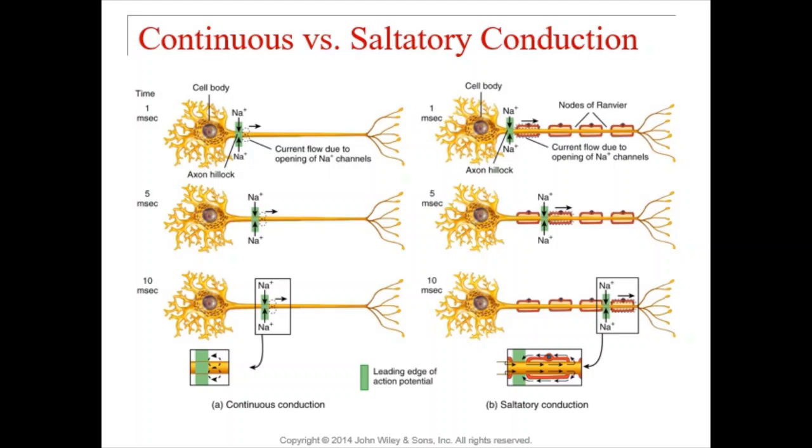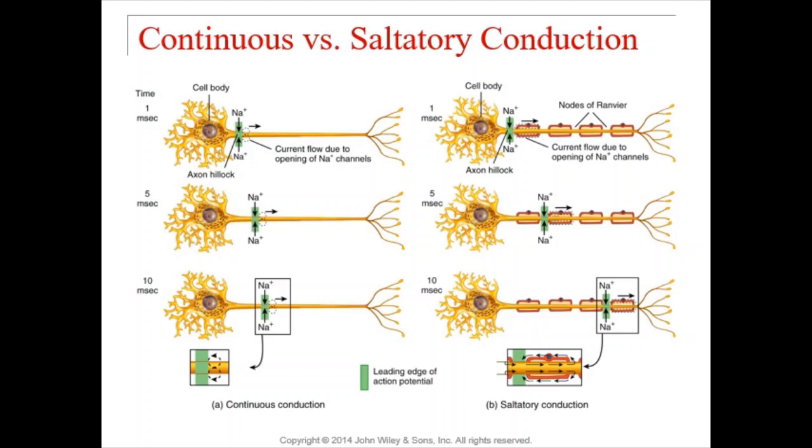And remember, we named those areas of the neuron that do not have myelin. They're called nodes of Ranvier. So in saltatory conduction, we say the action potential jumps from node of Ranvier to node of Ranvier. That actually helps the action potential arrive at the axon terminal faster, because it's not having to go through every single inch or millimeter of that axon. It just jumps from node of Ranvier to node of Ranvier.